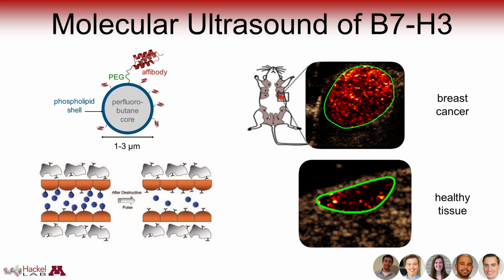And so we took that functional molecule, we put it onto this perfluorobutane cord system, put it into a mouse model of cancer, as well as healthy mice, and did molecular ultrasound imaging in collaboration with our colleagues at Stanford, as I mentioned before. And we can see a very nice differential between the cancerous tissue and the healthy tissue. And so now this is continuing to be optimized to ultimately, hopefully, translate into the clinic.